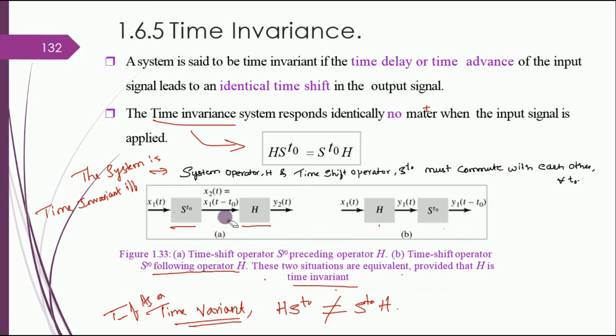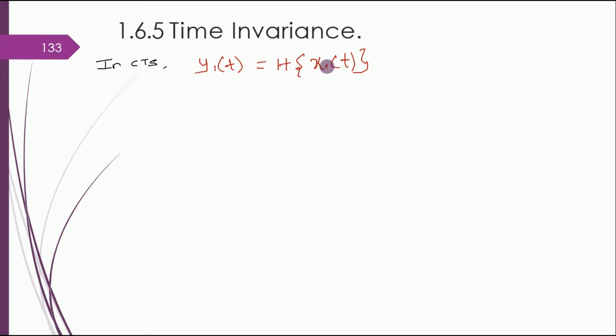Let us not have confusion. This one: what is y1 of t? y1 of t is h of x1 of t. That's what I'm writing here, h of x1 of t. Then y1 of t minus t naught, how to write it? It can be written as a shift. I'm shifting it. How to write the shift representation? It's a shift operator, S raised to t naught.